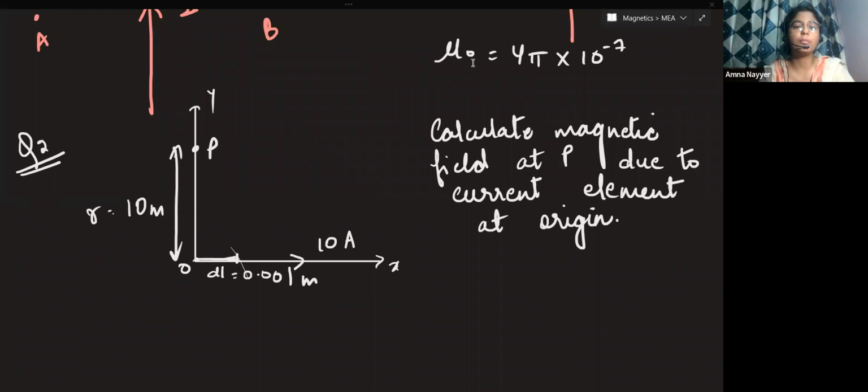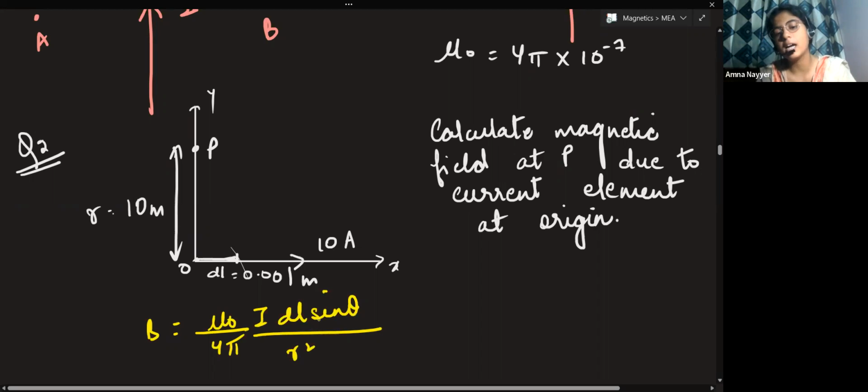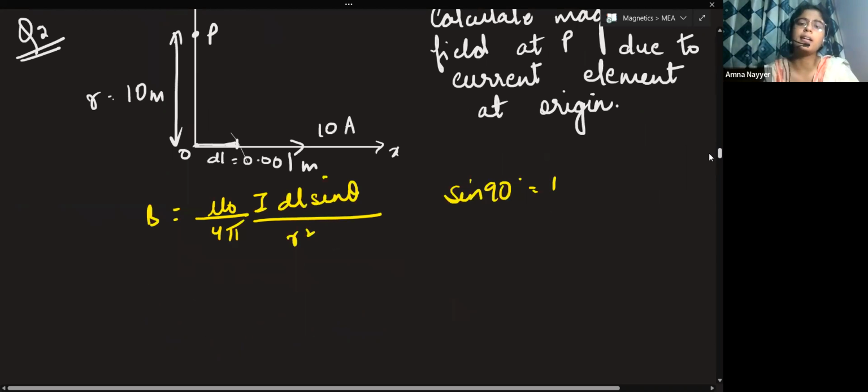Now let's write the formula of Biot-Savart's law. It says what? Mu naught divided by 4 pi, I dl sine theta divided by r square. Sine theta you can easily see. What is the angle made between both of them? 90 degree. Sine 90 is 1. So there is no problem of angle. Obviously, x-axis and y-axis make an angle of 90 degree. That is not the major problem.